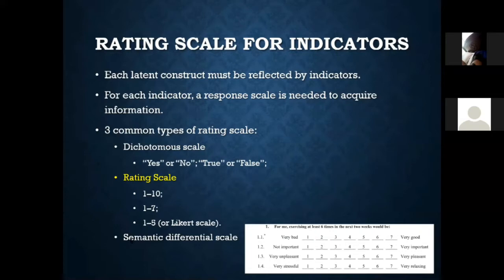And last but not least, semantic differential scales. For the semantic differential scales, you will have one statement, and then you will have several responses. Say, for instance, in this example: for me, exercising at least 6 times in the next 2 weeks would be, 1, very bad, to 7, very good. Another response would be not important, and then very important, and so on. So this one is semantic differential scales.